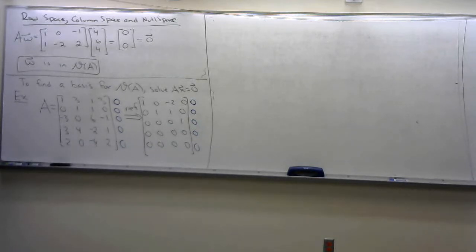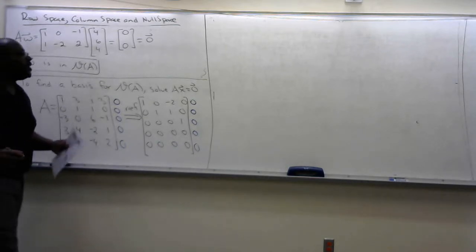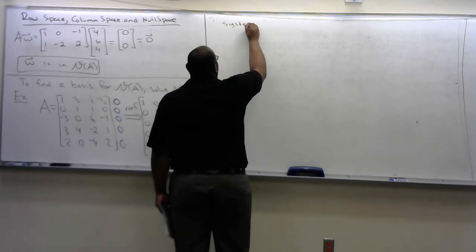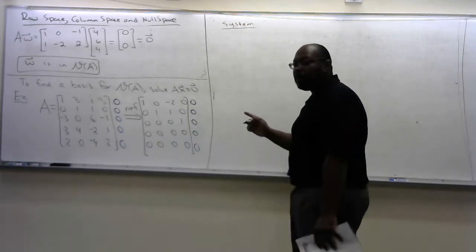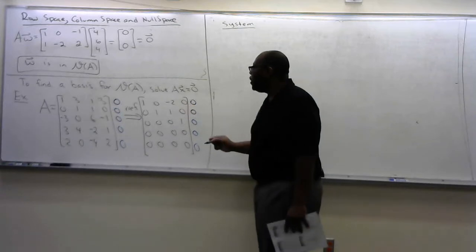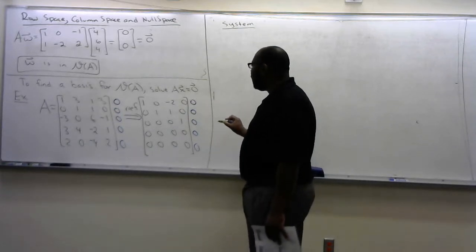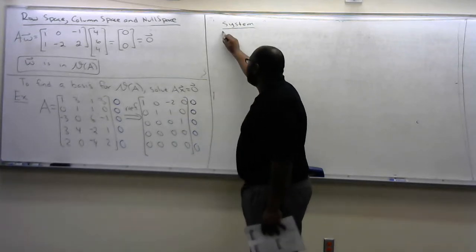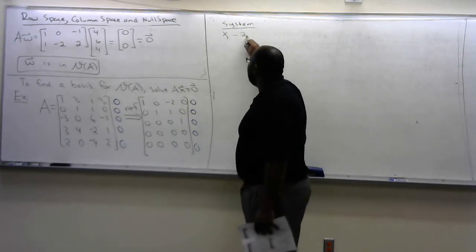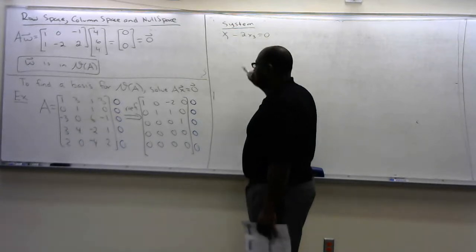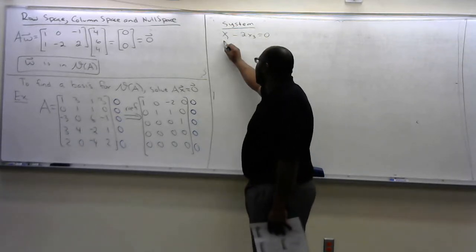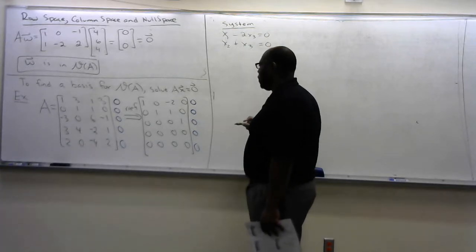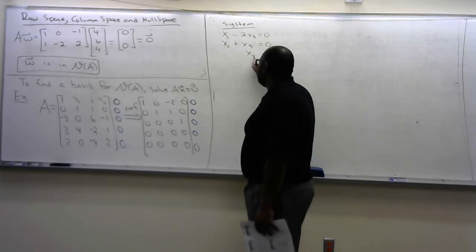Now, what is the system that we have here? What's our system based off of Ax equal to 0? Let's just read across. Once we have it in reduced row echelon form, I'll call these x1, x2, x3, x4. So this becomes x1 minus 2x3 equal to 0. This is x2 plus x3 equal to 0. This is x4 equal to 0.